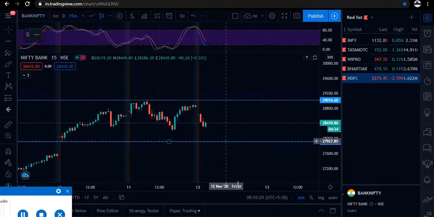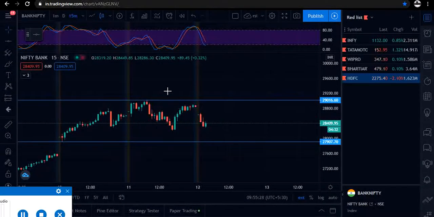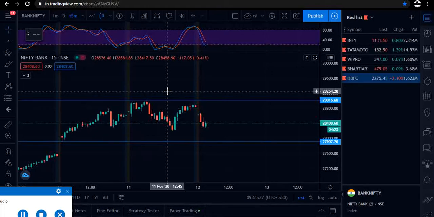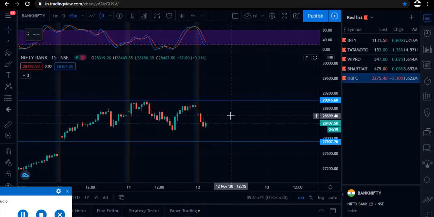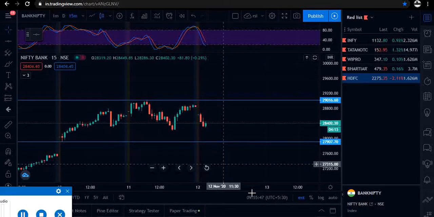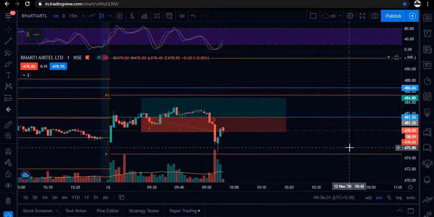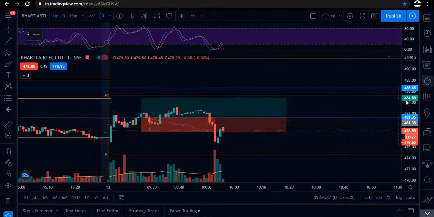So traders, we have taken entry in Excel sheet for the option selling, and now what we have to do is wait till 3 p.m. for all the out of the money options to get to 0. So we will wait till 3 p.m. for this option selling trade, and I will update you. Okay traders, still we are waiting for our option selling trade till 3 p.m.